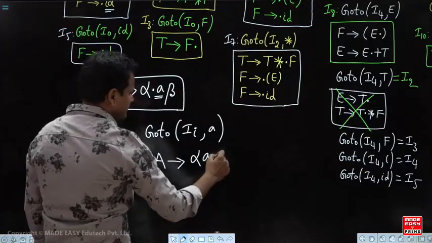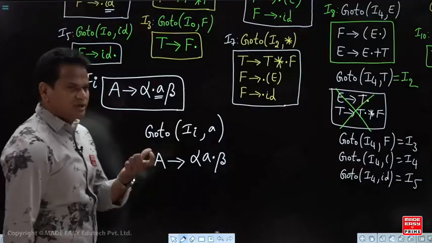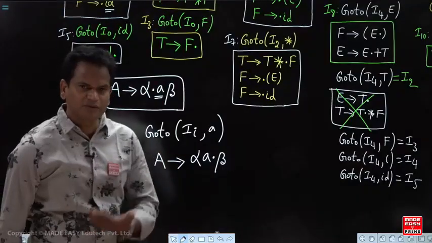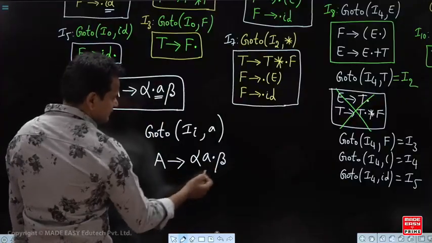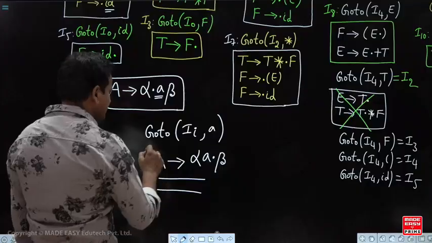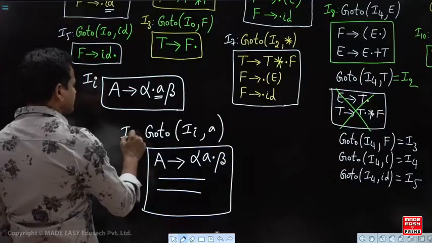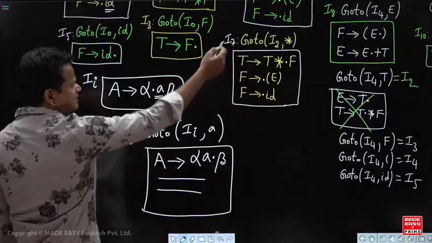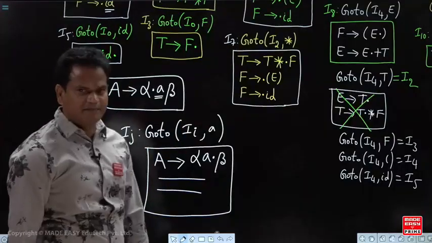Okay, move the dot. Do you understand? Whenever you are writing the go to operation, what is the meaning of go to? Just move the dot, shift the dot. After the dot, if any non-terminals are there, we will add them. If no non-terminals, we will close them, and we will give some name. Let it be like I2, I3, I4. Let it be Ij. Are you following?